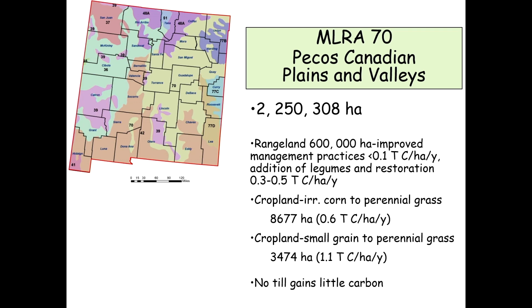Cropland, if we take irrigated corn and convert it to perennial grass, we get a pretty good boost in soil carbon, as you might expect. But economically, that's going to be a tough sell. If we go cropland, small grain to perennial grass, that's really good. And that's why CRP has done so well, and why we've seen such good carbon numbers come out of CRP.